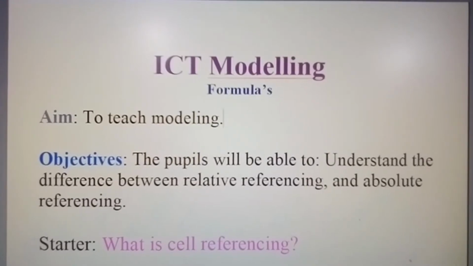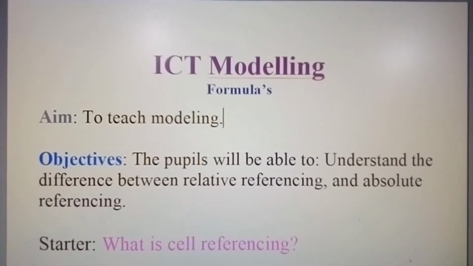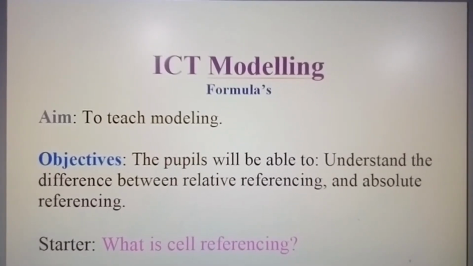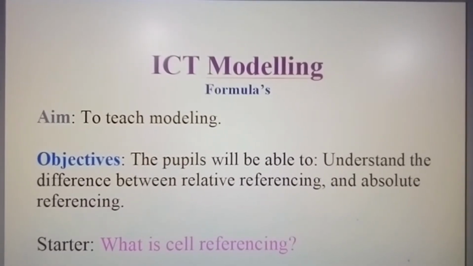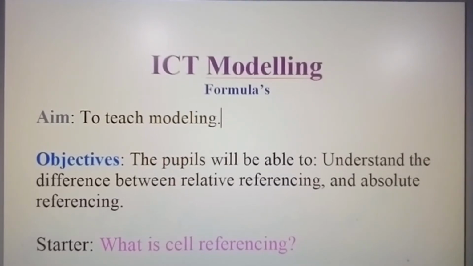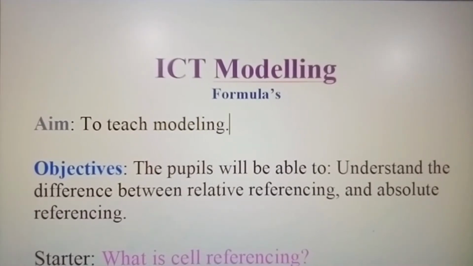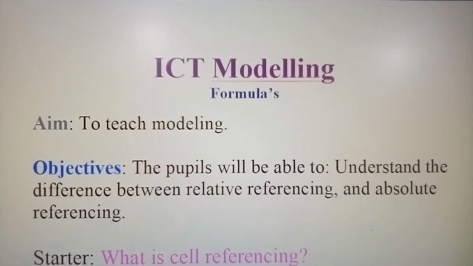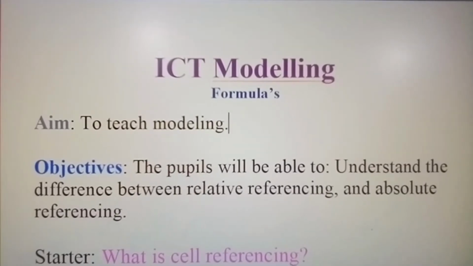If any of you have ever programmed a CNC machine, that's a computer numerical control machine, you'll know that certain parts of this information is something that you will use yourselves. But purely as an introduction, I'd like to bring this to you as part of the ongoing process of learning. So we're going to look at ICT modeling formulas. Aim to teach modeling objectives. Pupils will be able to understand the difference between relative referencing and absolute referencing.